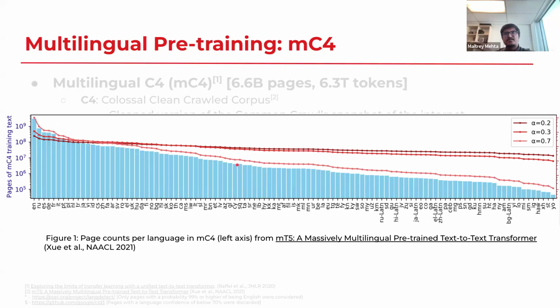And for the MT5 model, the multilingual T5 model, they tried different sampling strategies, which is indicated by alpha, and they found that alpha 0.3 was the best performing, which is this particular line that you see. So they did oversample a lot in the languages where they didn't have a lot of data, and they undersampled data for languages such as English, right?